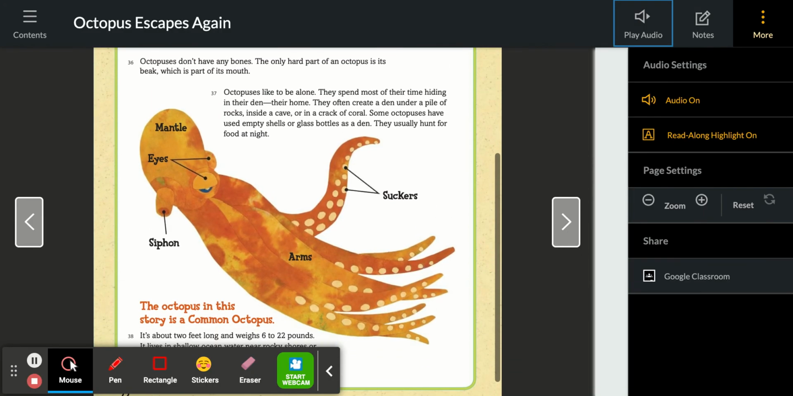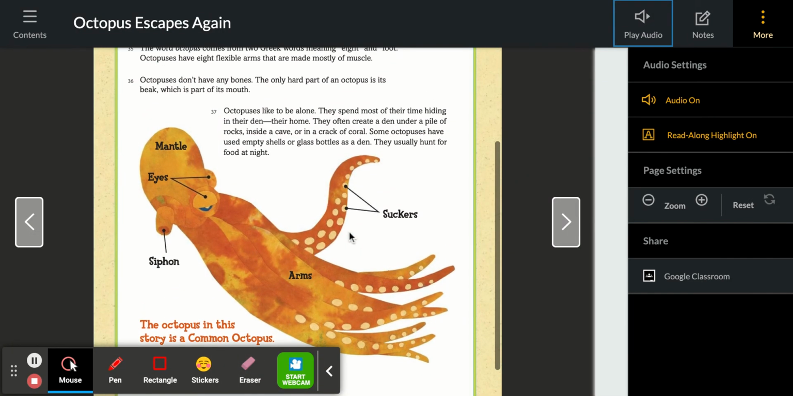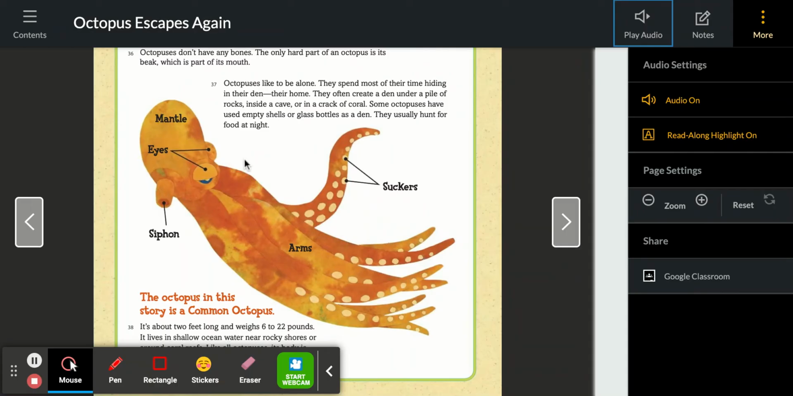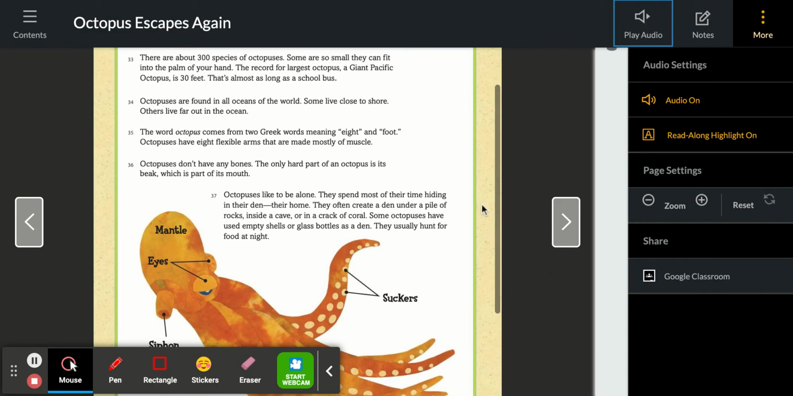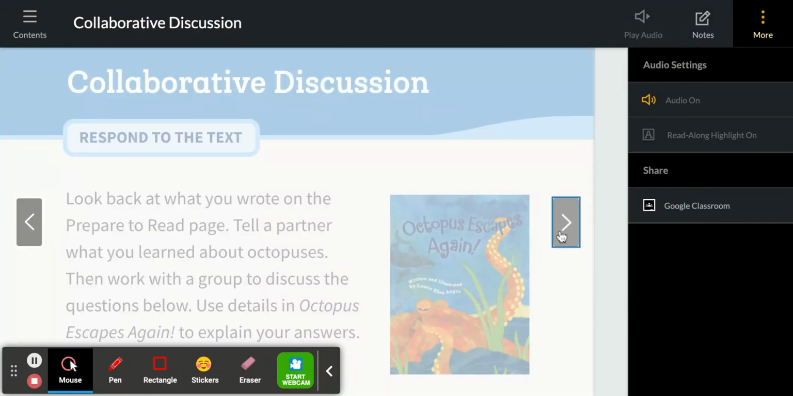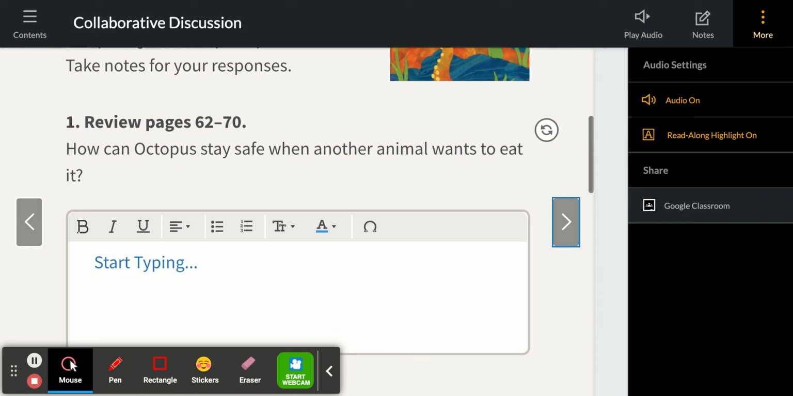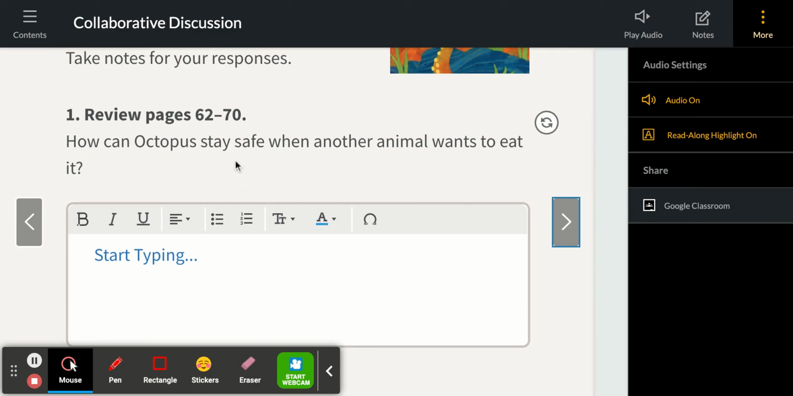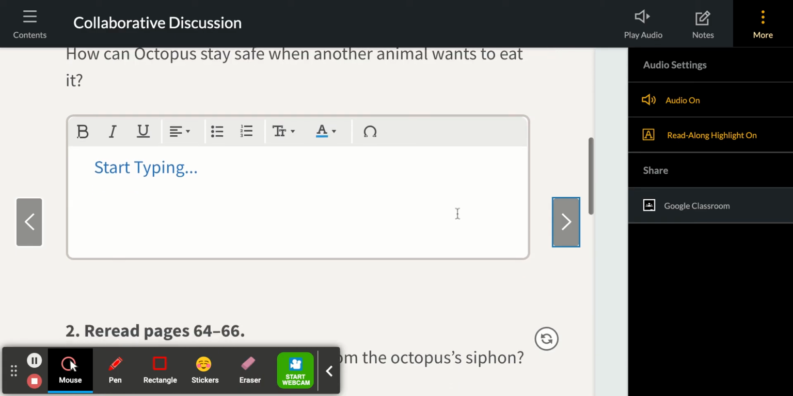Okay, so hopefully, because the author put a diagram of an octopus, you can really pay attention to all the different parts of the octopus. All righty. Now, there are a few questions that I want you to think about. Number one, how can octopus stay safe when another animal wants to eat it? Well, the story mentioned at least 3 different ways that could happen. Anybody know one?